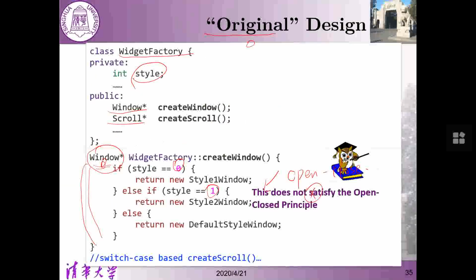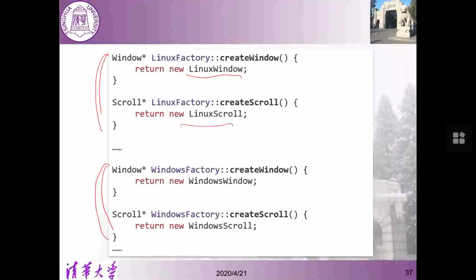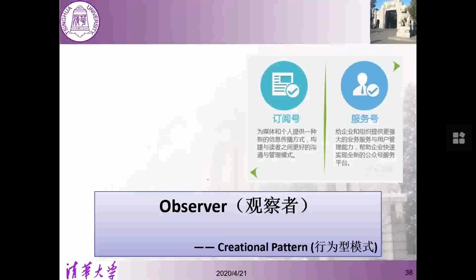However, in the previous example here, if we add a new style, a Mac window, for example, we need to modify this. We need to add code here, right? We need to modify the code, right? But if we use abstract factory, we do not need to modify the code, right? It's like this. We use the factory, we just create corresponding window and scroll. I do not need to modify any existing code. Am I clear? Okay. So using this abstract factory, we can observe the open-close principle, right?